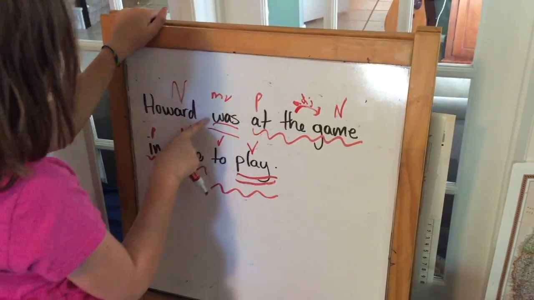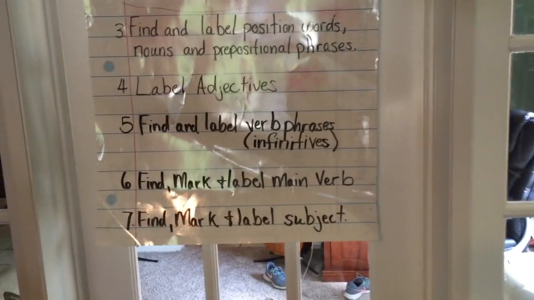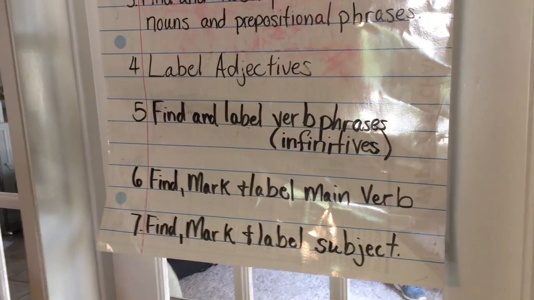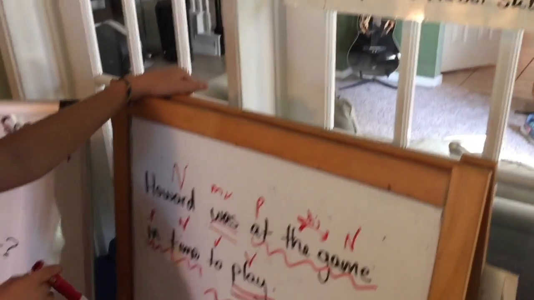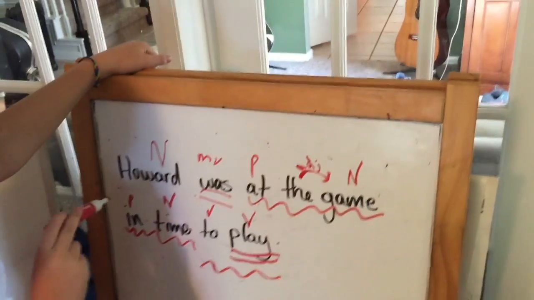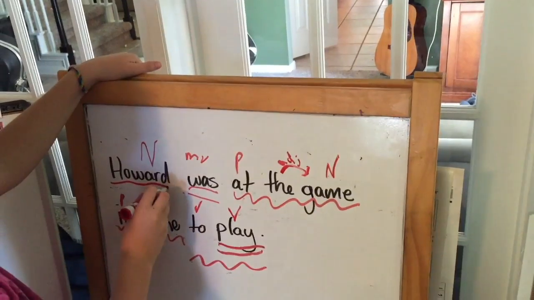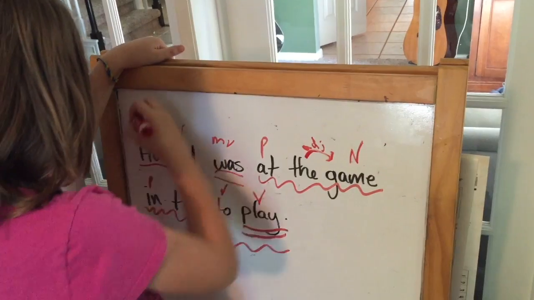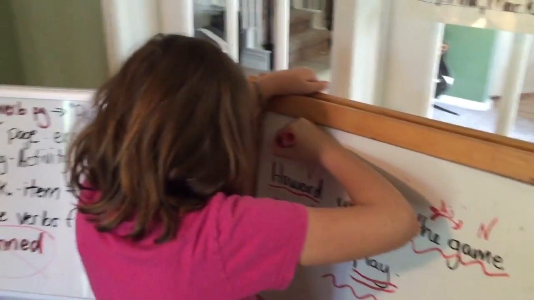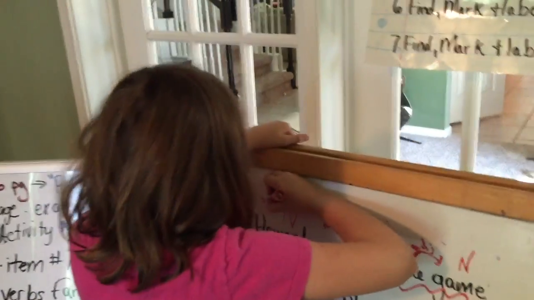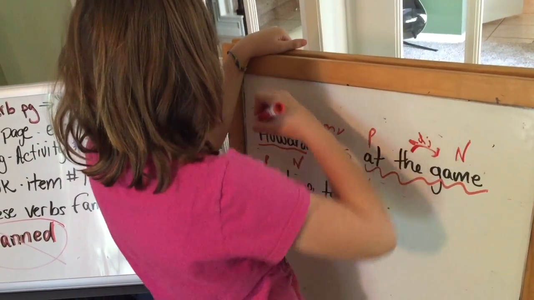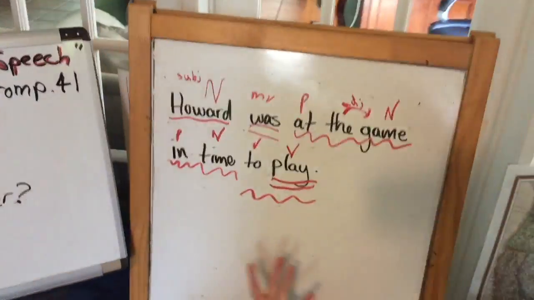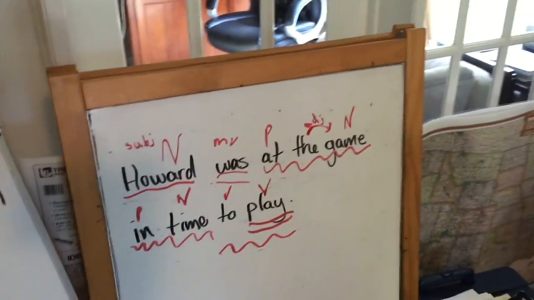All right, now we want to do step number 7, find and label the subject, right? So, who was or what was? Howard. So Howard is the subject, right? So put one line under Howard, and you can write SUBJ in front of that so you know it's the subject noun. Wow, look guys. Okay, step back a minute. We have labeled every word in that sentence, right?